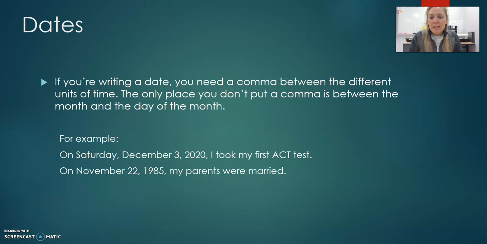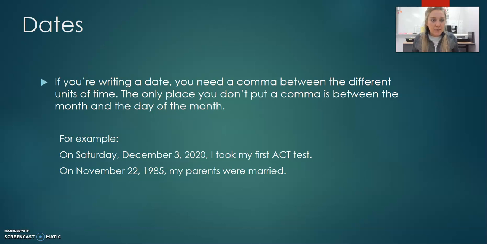All right, dates. If you're writing a date, you need a comma between the different units of time. The only place you don't put a comma is between the month and then the day of the month. So there's a lot of commas in dates. So if I were to write, on Saturday, December 3rd, 2020, I took my first ACT test. Well, that's a lot of commas, right? So you have to put them between different units of time.